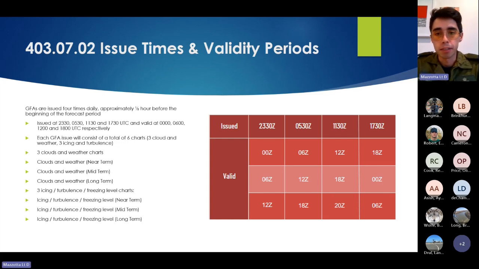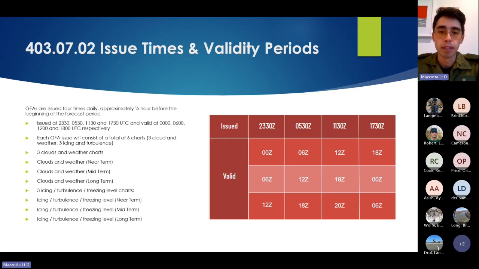The GFAs consist of 6 charts in total. They've got three cloud and weather GFAs, which is a short-term, mid-term, and a long-term forecast, as well as three icing and turbulence forecasts. Same thing for a near-term, mid-term, and long-term forecast for icing and turbulence. So if you want to go ahead and draw down that table, those ones are pretty important there.